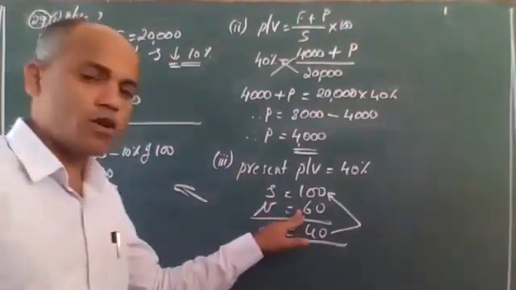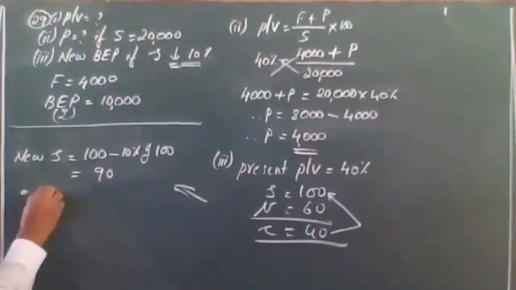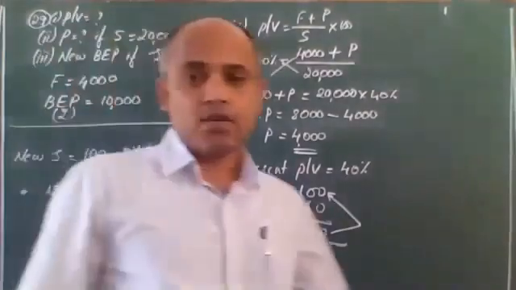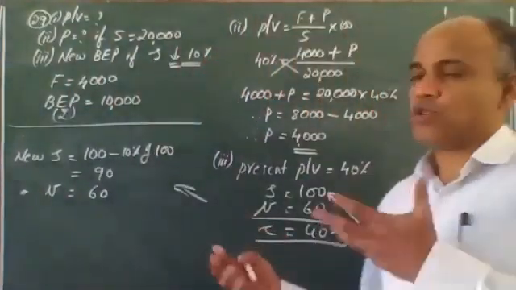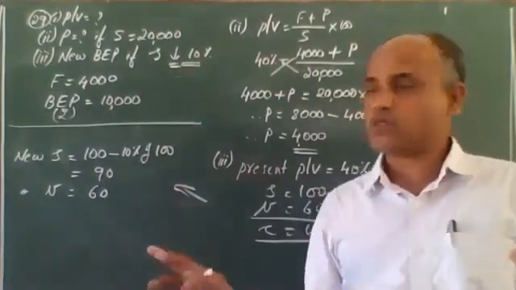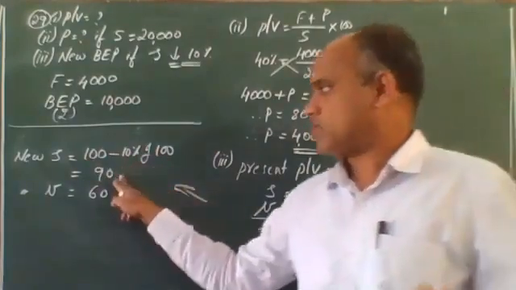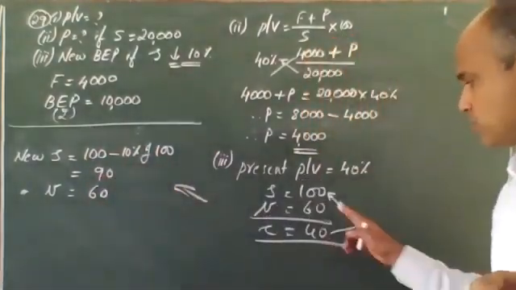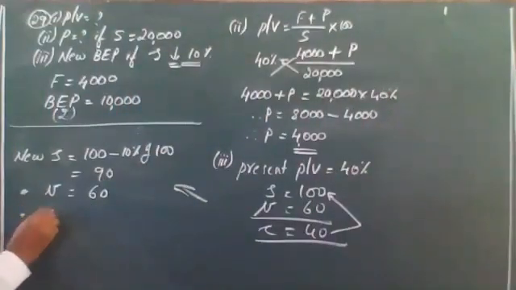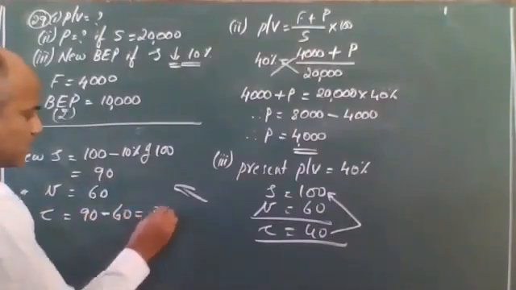What about the variable cost per unit? Is there any change in the variable cost per unit? The new variable cost per unit is still 60. Because he didn't tell you that the variable cost also is changed. He says only the selling price is reduced by 10%. So I have reduced the selling price only. I have the new selling price, that is 90. I have the new variable cost, which is same as old, 60. Therefore, new contribution is selling price minus variable cost, it is 30.